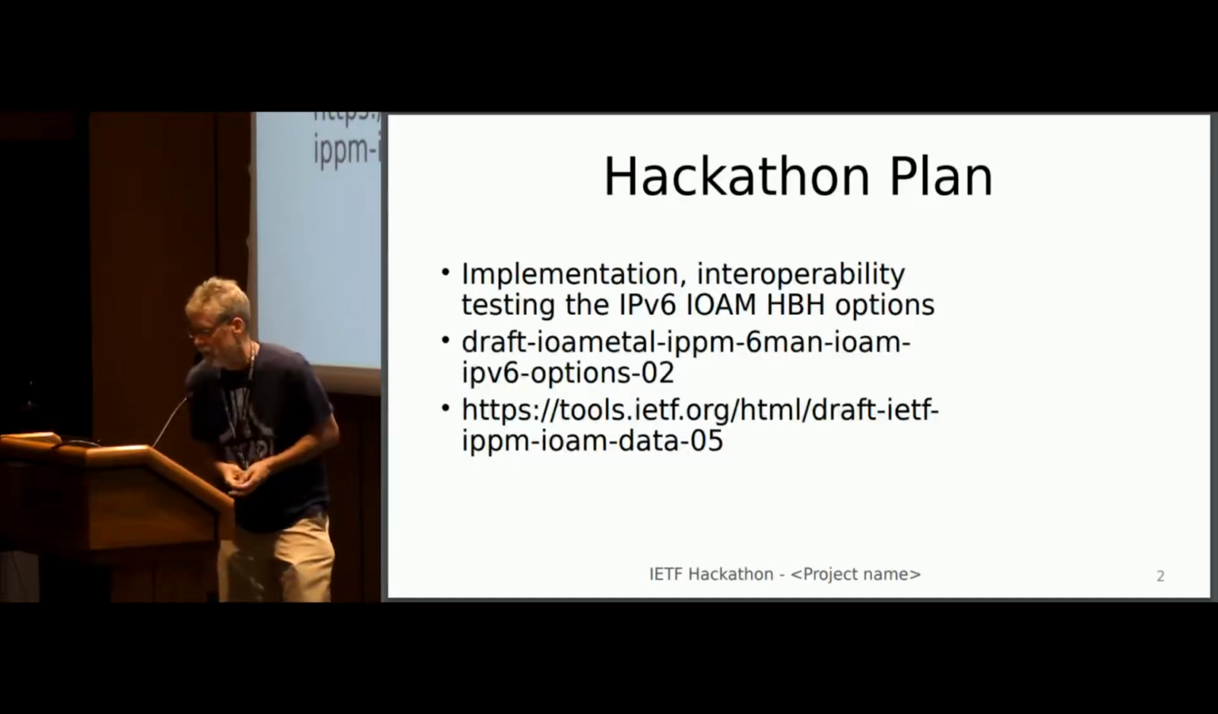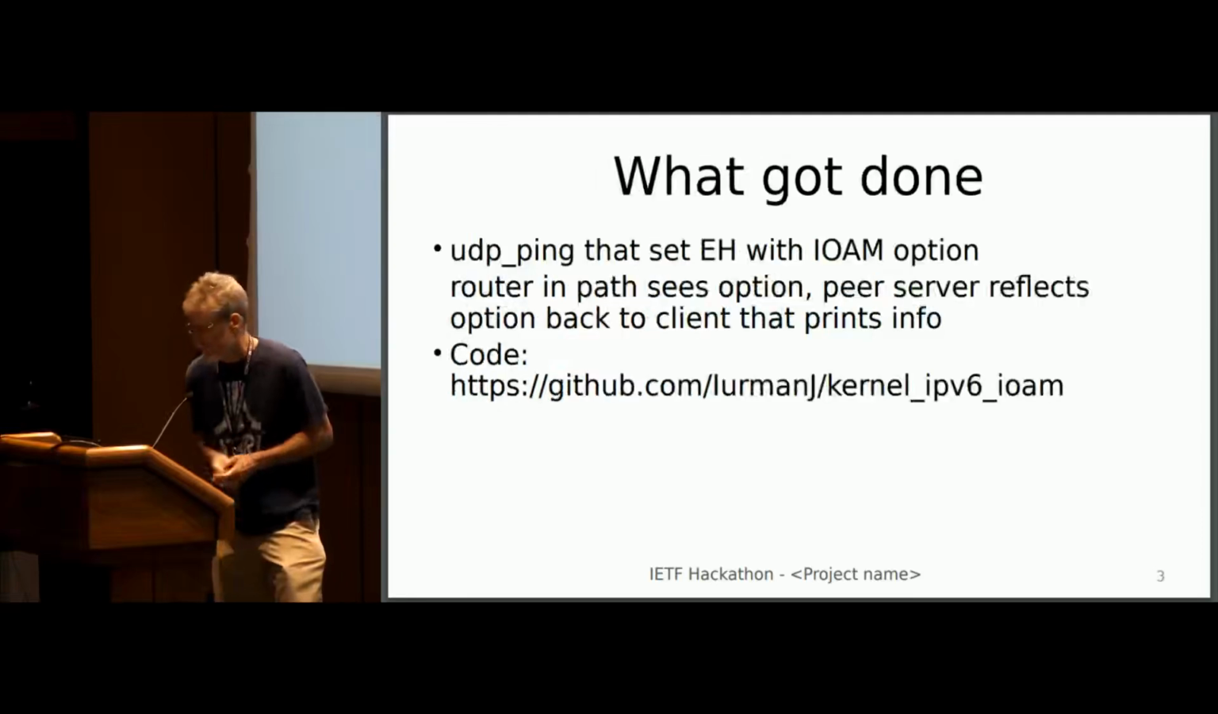So the goal we had today and yesterday was to implement something and show some interoperability. There's a couple of drafts on the IOAM. One is on the specific option, one is on the data format. And what we did, we brought up UDP ping, just a little program to do a UDP ping that sets the extension header and the IOAM option. And we had a client, server, one router, and we were able to follow the path and have the information filled in. The kernel implementation, or the router, was provided by Justin.